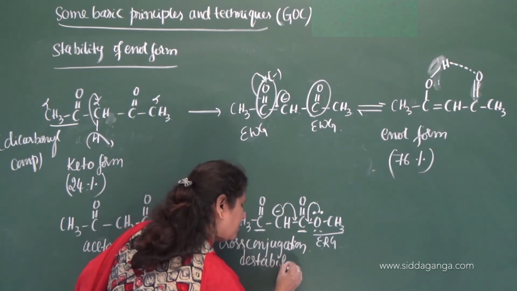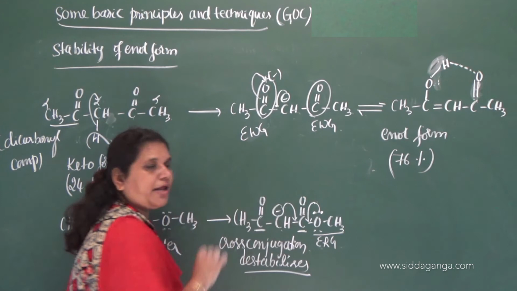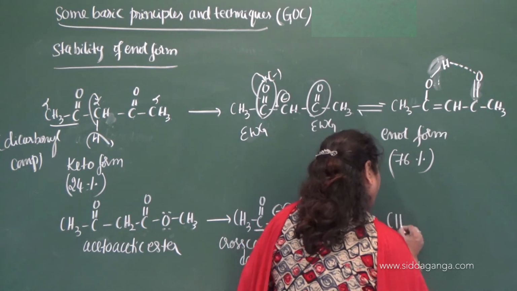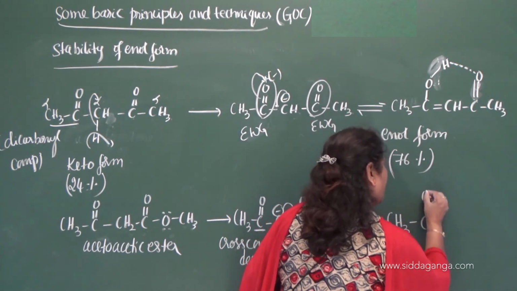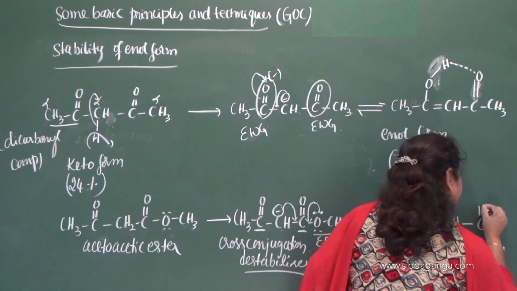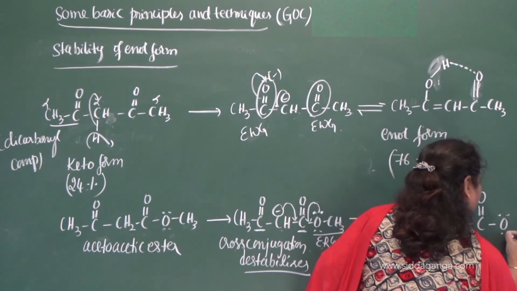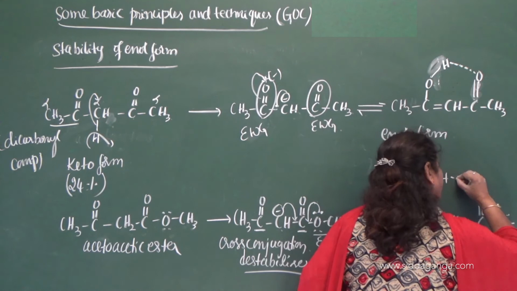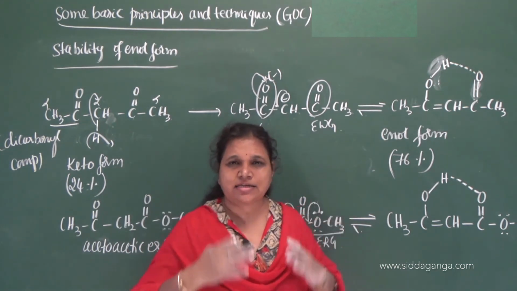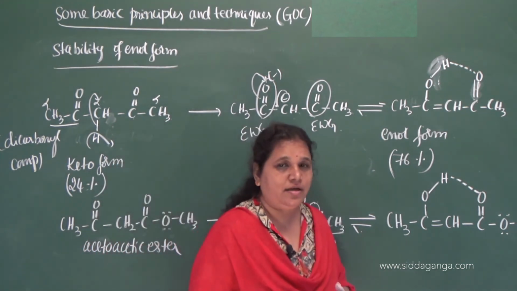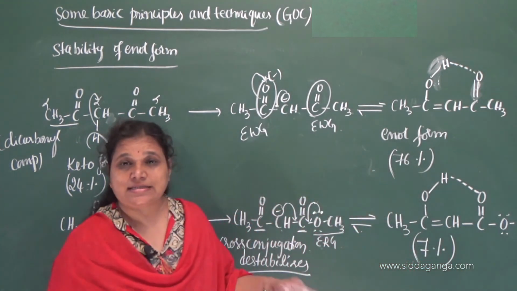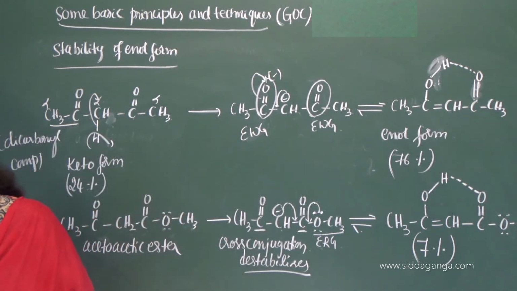destabilizes the anion, destabilizes the anion. Then it gives an enol form in the same way, CH3 C(OH) double bond CH, C double bond O, OCH3, and here also it forms intramolecular hydrogen bonding. In both cases there is intramolecular hydrogen bonding, but still the percentage of enol form is only 7%. That is the reason here. So it is only 7% here.